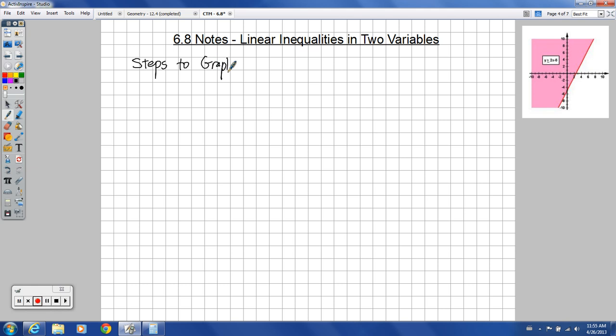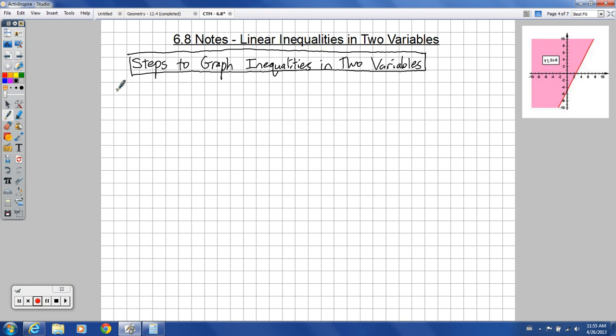So here are the steps to graph inequalities in two variables. Our variables generally will be x and y, but they could be other letters as well. So here are the steps that I want you to follow every time. It'll make it real easy to graph things like this. So step one, this I think is the easiest way.